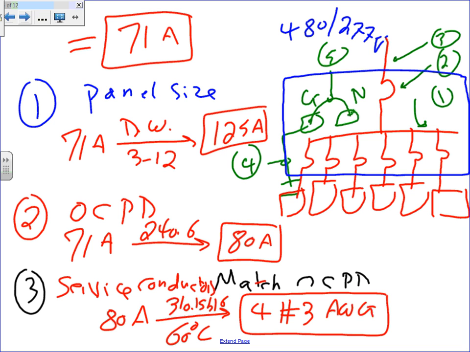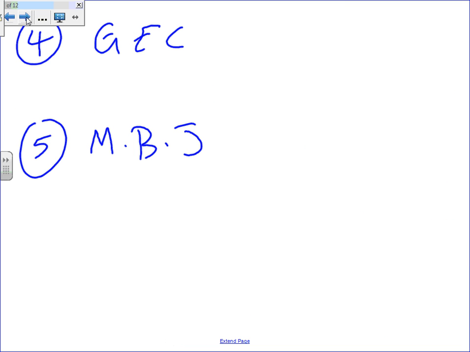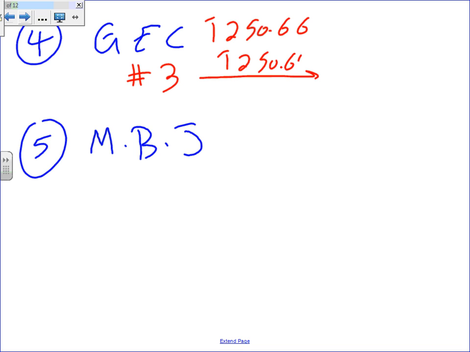Okay. Can we move to the last 2 pieces of that? So the last is the grounding electrode conductor. This is, as we all know, my friends, going to be Table 250.66 mostly. I have number 3. You take this one to Table 250.66. It gives you a healthy number. Number 8. One conductor, number 8.